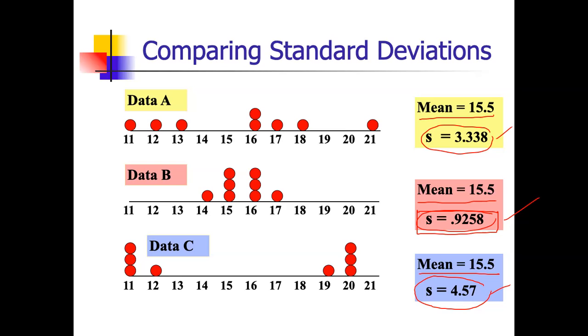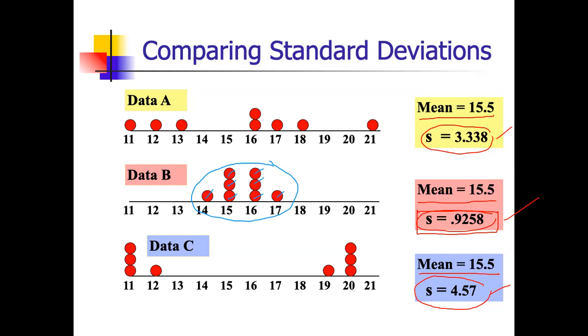So notice our data values are clustered in this region. There's only one 14, there are 15s, there are 16s, and there's a 17. So if you notice, the values are consistent, or close to one another. Therefore, the standard deviation that we arrive at is the least among all three of them.